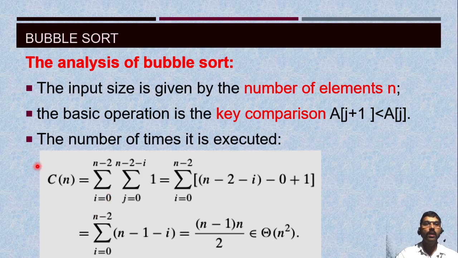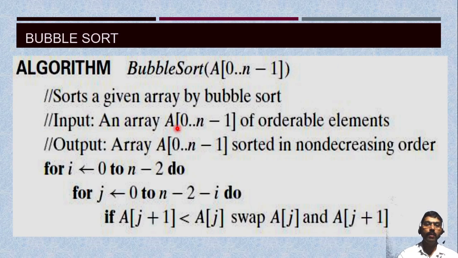Now the analysis of bubble sort. In the first step, we found that as the array size, or the number of elements in the array, increases, our algorithm will take more time to execute. So the input size is nothing but the number of elements in the array, that is n. Just like selection sort, here also the basic operation is the comparison operation, that is a[j+1] is lesser than a[j].